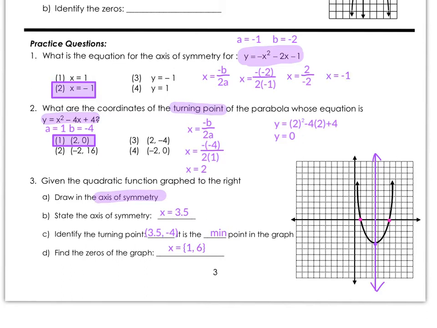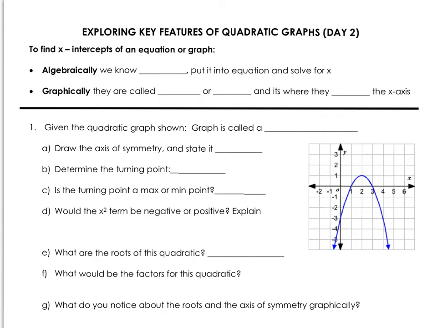And you could write those out separately if you wanted, x equals 1 and then x equals 6, or put it in the set notation like I did. Okay, on to the next day notes. Exploring key features of quadratic graphs.